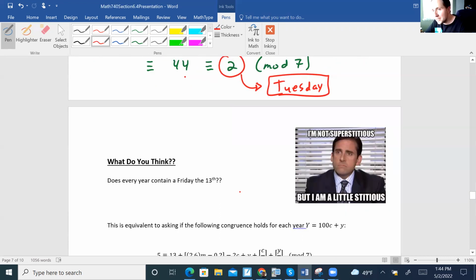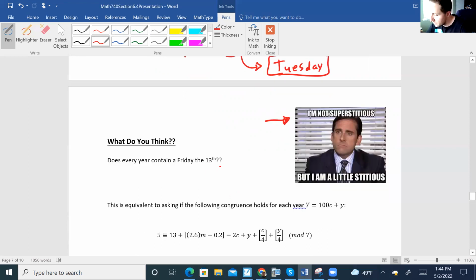There's the whole superstitious idea of Friday the 13th being bad luck. And so in the great words of Michael Scott, if you watch The Office, his quote was, "I'm not superstitious, but I am a little stitious." And that's always one of my favorite quotes from the show. I always thought it was funny.